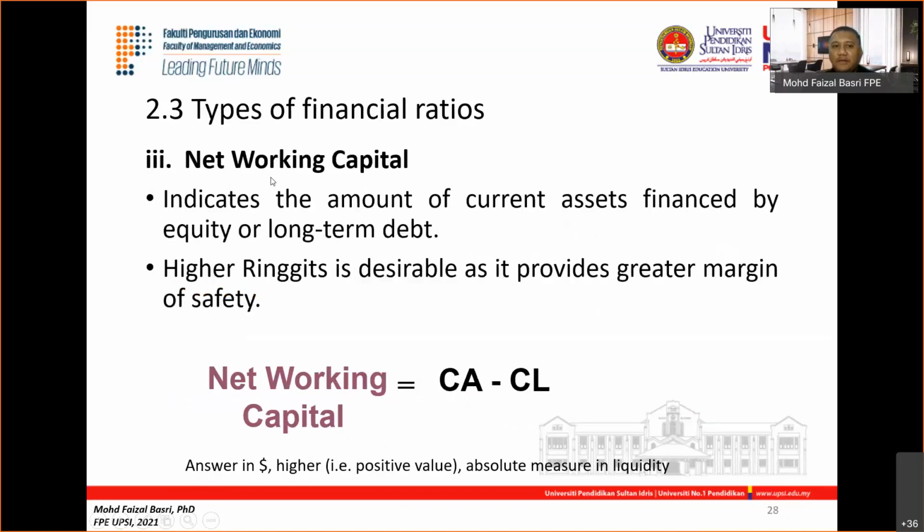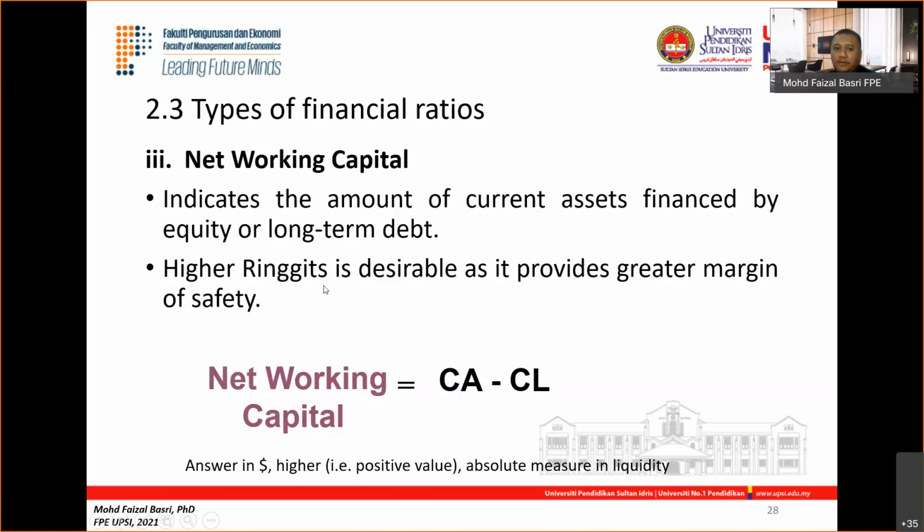we have net working capital. So you will see here the formula is still the same. Information is still the same, but the nature of how we utilize the information is slightly different. Earlier we divided, for current ratio, it's current assets divided by current liabilities. But for net working capital, we just minus it. Current assets minus current liabilities.